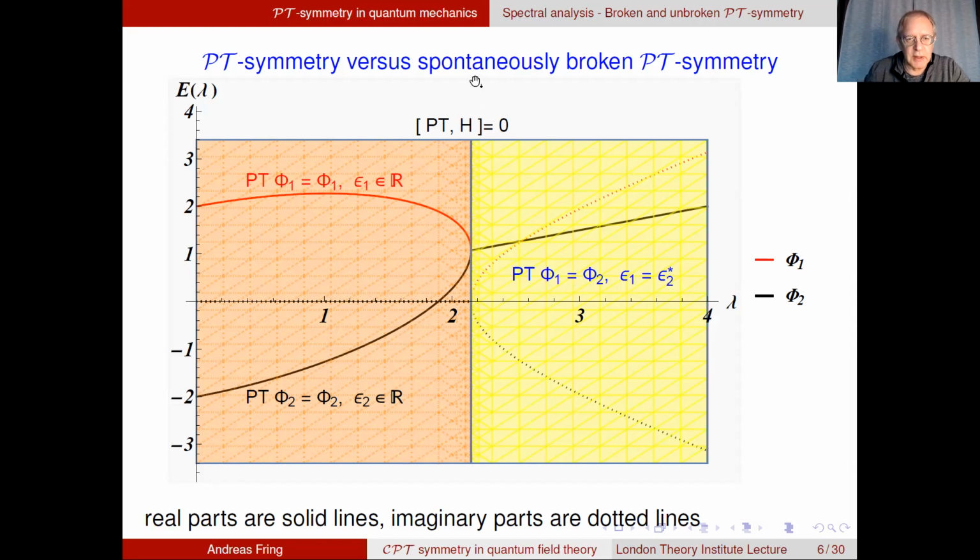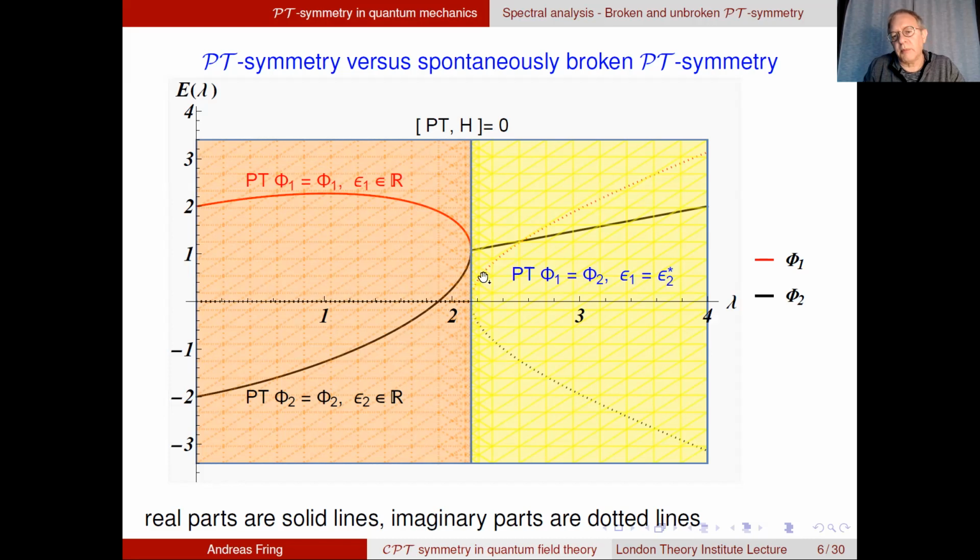So if I now plot the eigenenergy of H as a function of some parameter lambda, then in the orange region here, we have the PT symmetric scenario. I pick two wave functions, and both of these wave functions are eigenstates of the PT operator. And in this regime, the energies are real. So real energies are plotted here as solid lines. And when we reach this point, which I said is called the exceptional point, then the energies become complex conjugate.